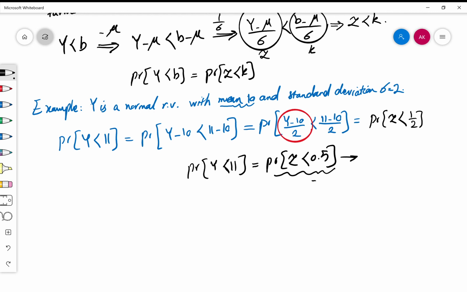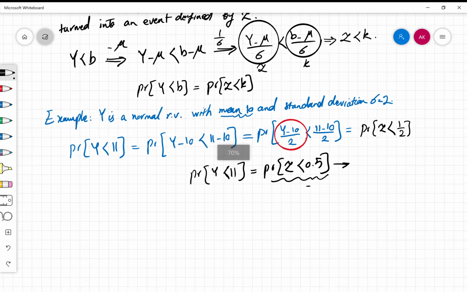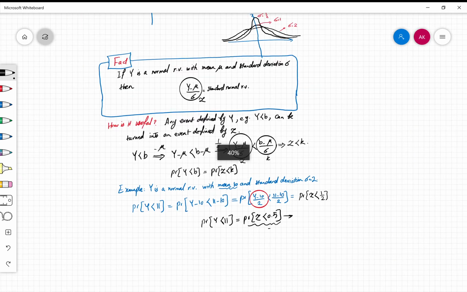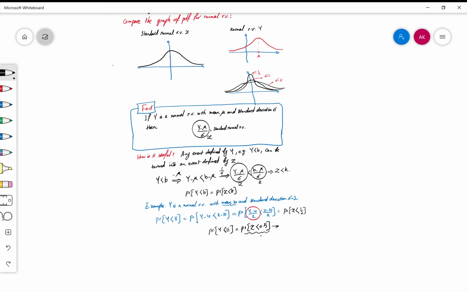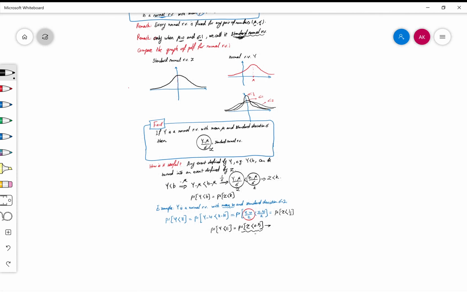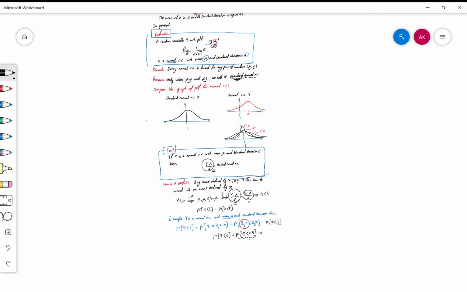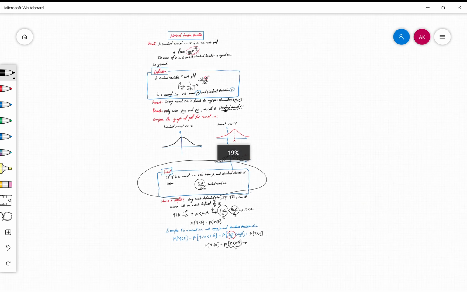In the next videos, I will do more examples on this to show you how it all works. But the important fact of this video, if you want to keep something in mind, is the fact I wrote in the middle here. If you have a normal random variable, you can turn it into a standard normal by subtracting the mean from Y and dividing it by sigma. You will get the standard normal random variable.